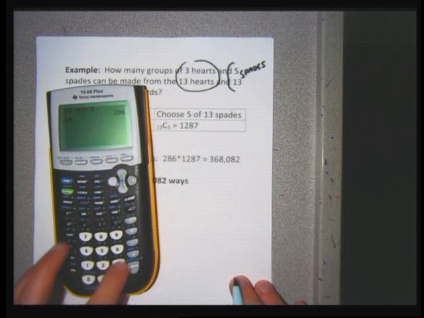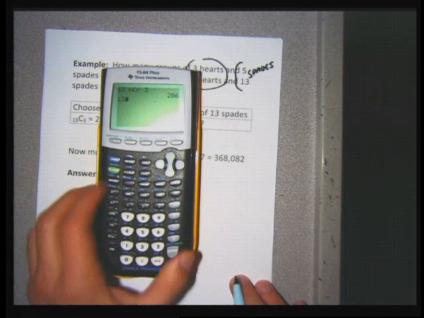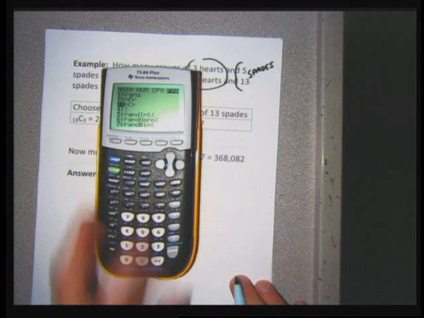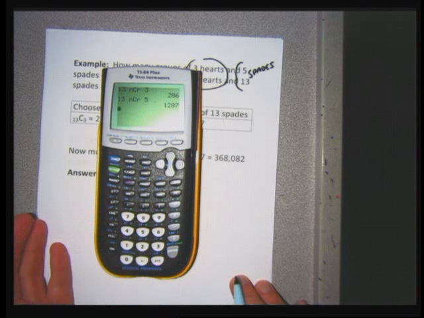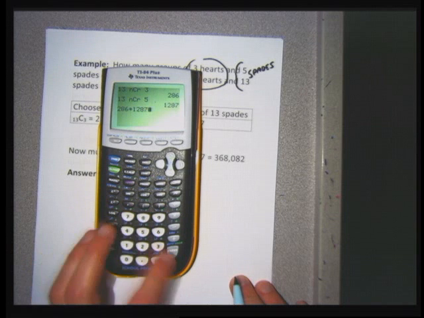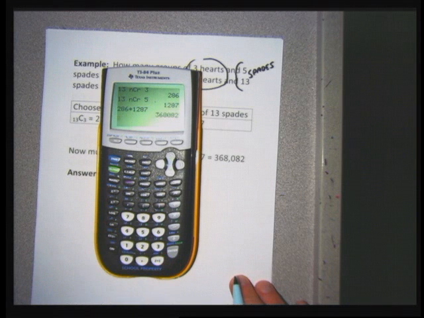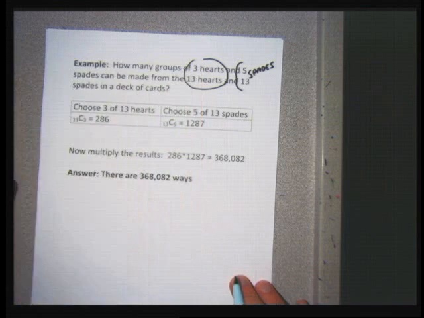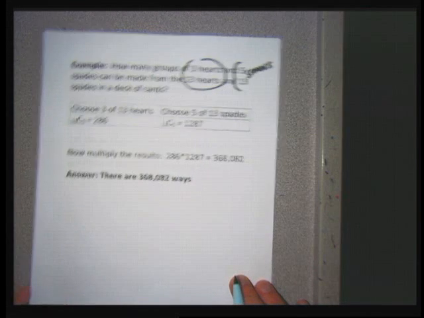And then 13 math, choose 5, and get 1287. And then I'll multiply the 286 times the 1287. So we're going to do multiple combinations, as few as 2, as many probably as 4 or 5. Find out what each combination is separately equal to, and then multiply the results, because we're picking from different groups.